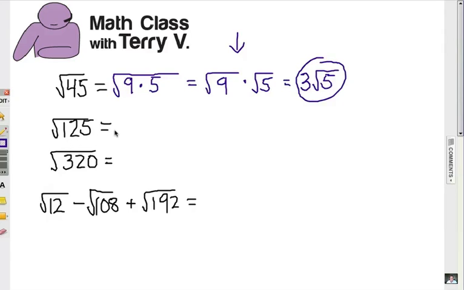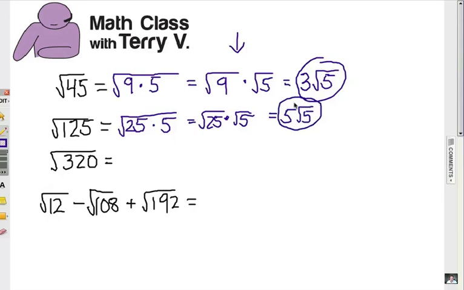All right, so 125. What times what is 125? Remember to think of perfect square numbers. Oh, I'm thinking of 25 times 5. Okay, so we can split that up as the square root of 25 times the square root of 5. And as you can see, that will give us 5 square root of 5. All right, so that's a simplified radical.